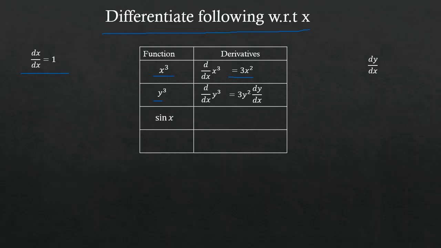Understand one more: if we have sin x, the derivative of sin x is cos x multiplied by the derivative of x with respect to x, but that dx by dx is 1, therefore we are not writing it. Similarly, if we take the derivative of sin y with respect to x, it is cos y multiplied by dy by dx. So the simple point is that if you are taking the derivative of a y term with respect to x, then with each such term you write dy by dx after taking the derivative.